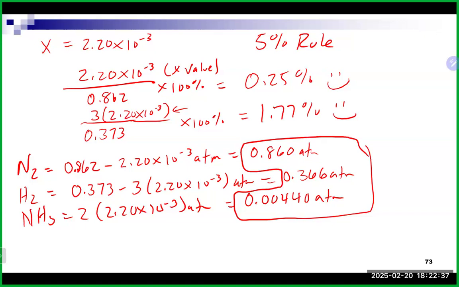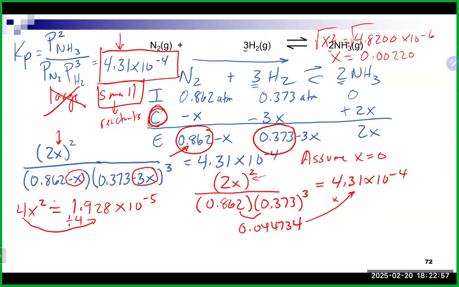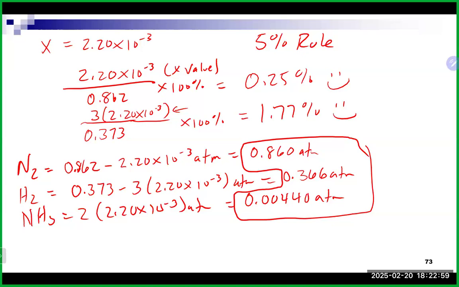Again, we can also check it. We can put it back in. So in this case, I think we were squaring and dividing by 0.860 divided by 0.366 cubed, I think. And we get something like 4.6 times 10 to the minus 4, which should be pretty close to our k value. Any questions on that one? Why did I not do the assumption on our previous 3 problems?